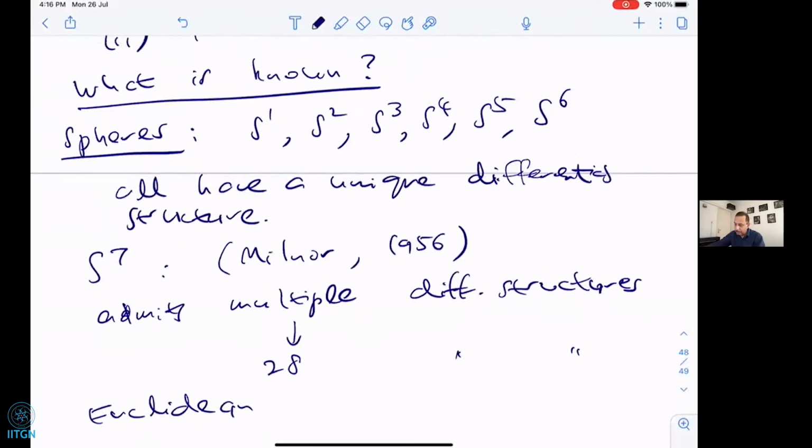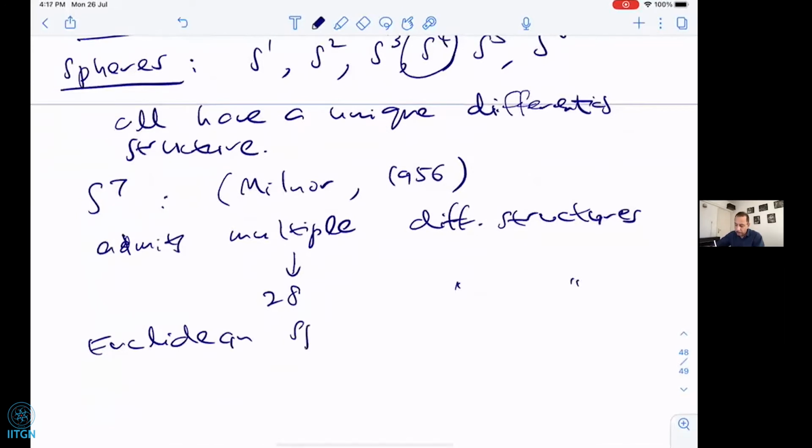I think I misspoke. I think S4 is not settled yet. Does anyone know who is here? I think for S4, there's still a question. I don't think it's proved that it's unique. I think for the others, it is proved.